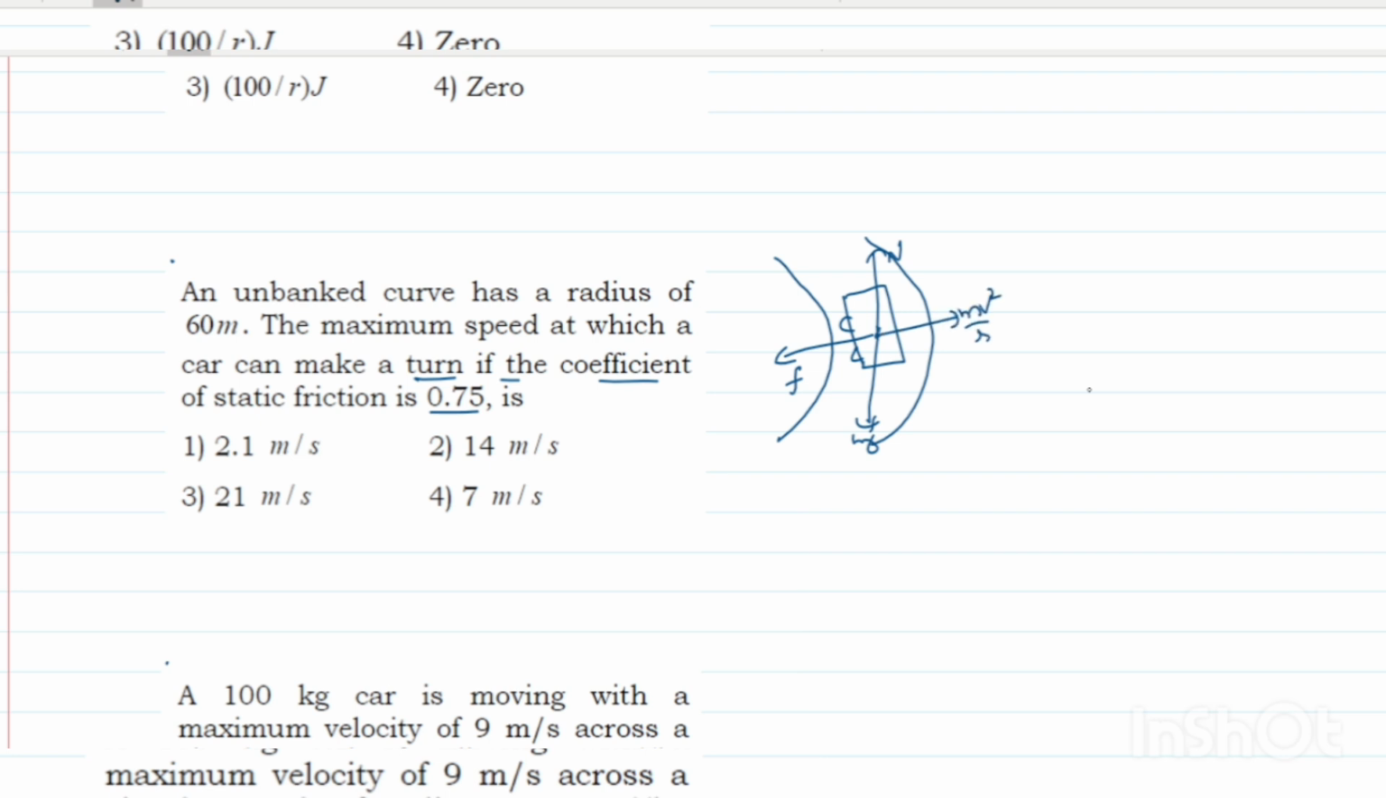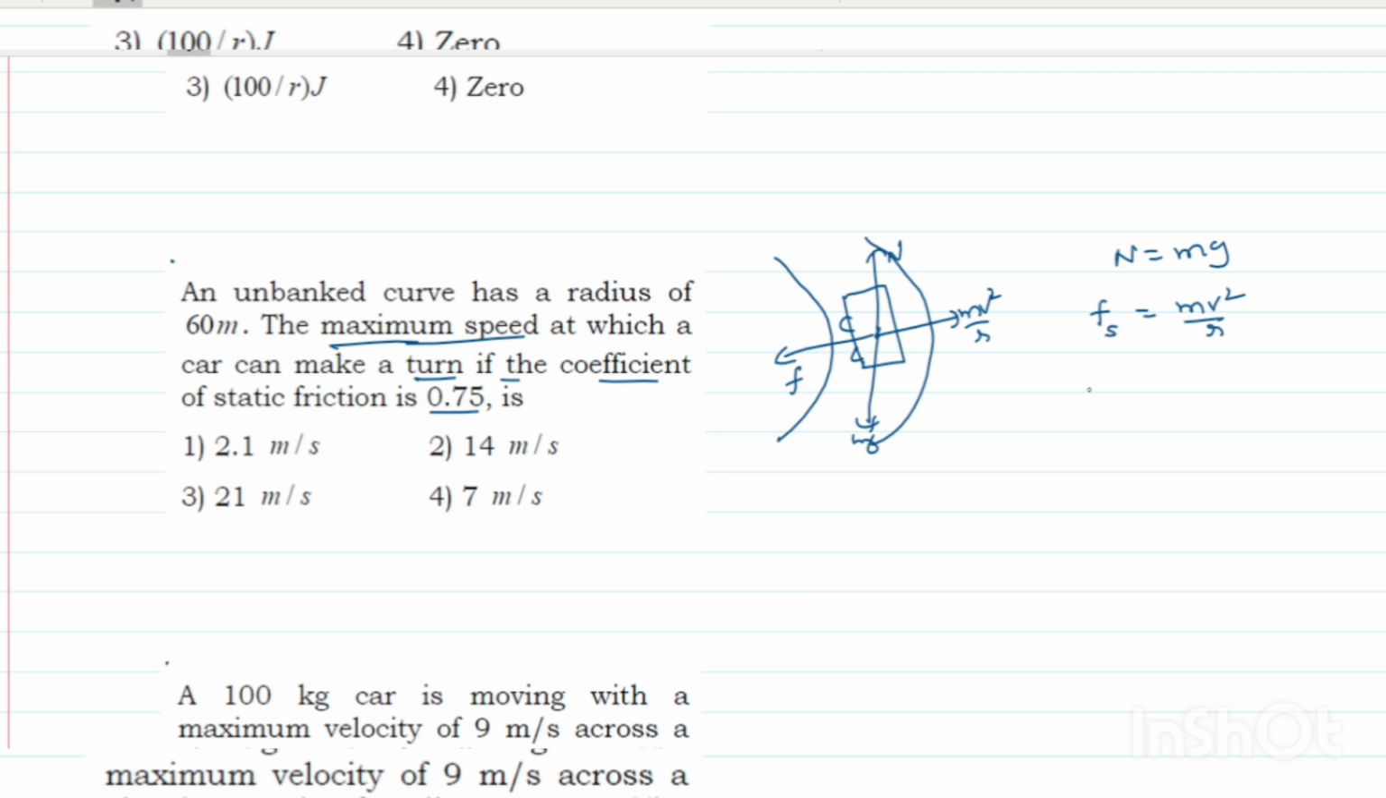Without skidding, the car can make a turn at the maximum speed. Here you can take N equal to mg, and the frictional force is nothing but mv square by r. They are asking for V maximum, and the maximum speed is going to be provided by the static frictional force.